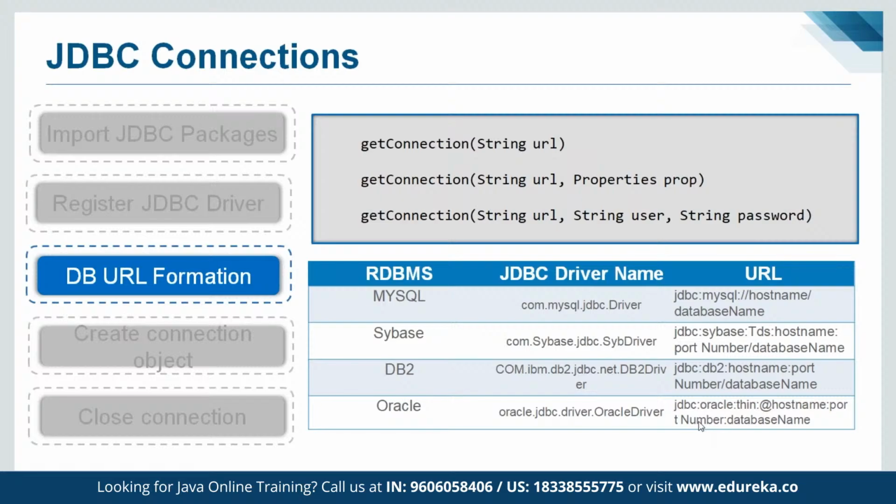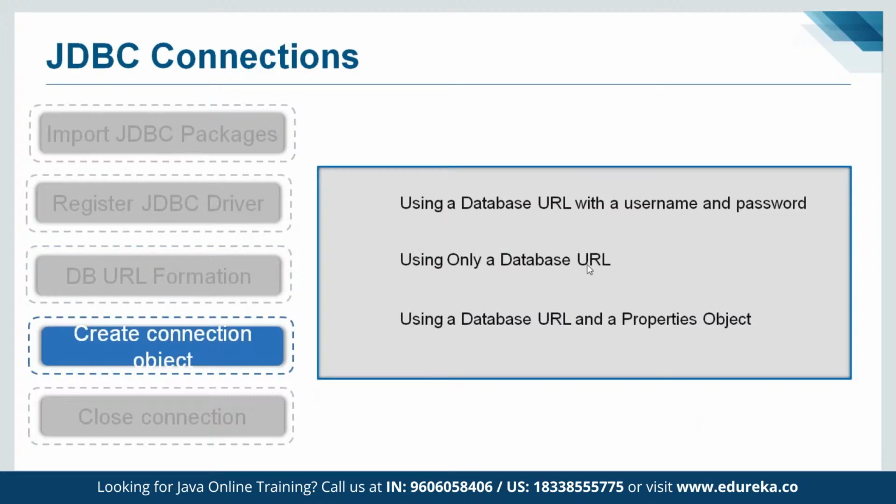I told you what a port number is. A mouse is connected to the mouse port. A printer is connected to the printer port. So to identify the application, there is a port number, and then the database name, XE, is the database name or schema, the service name. Once you have that, we can make a connection using a database URL with a username and password.